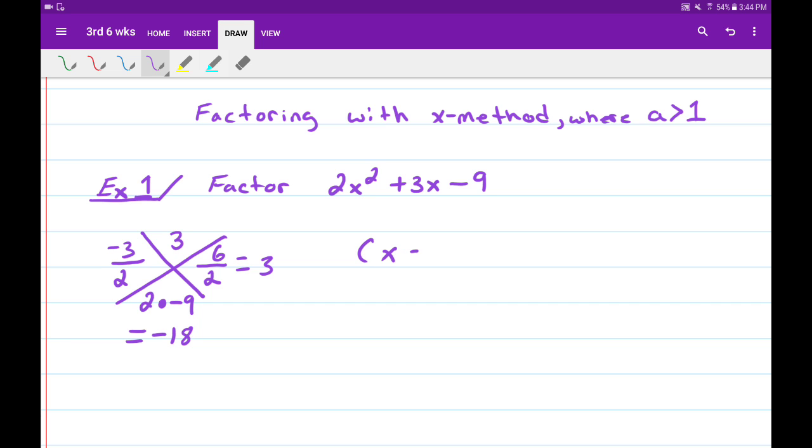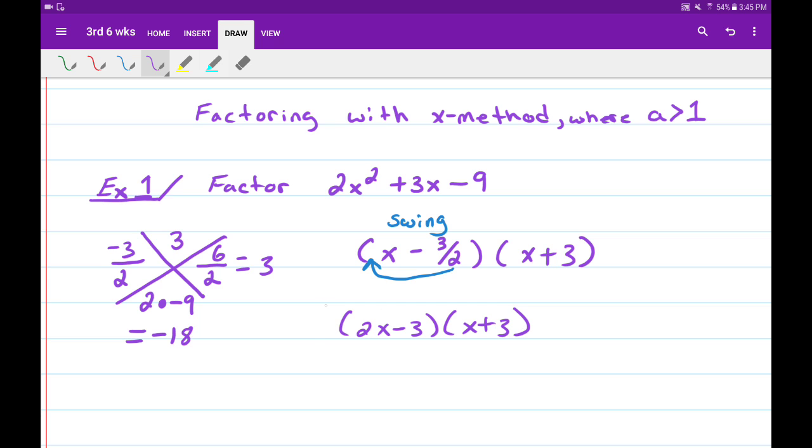So I'm going to put x minus 3/2 times x plus 3. All right. Now the parenthesis or the factor that has a fraction, we're going to apply our swing technique, and that's taking the denominator and throwing it out in front of the variable. So when I do that, I end up with 2x minus 3 and then x plus 3. And that's the quadratic factored out.